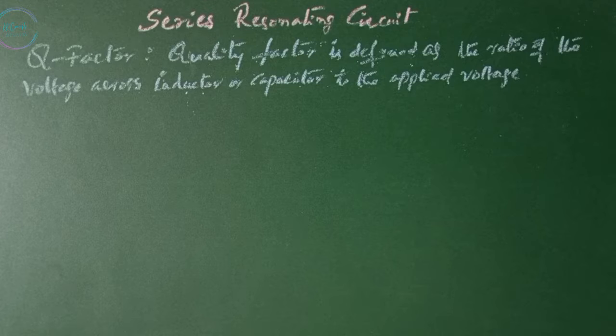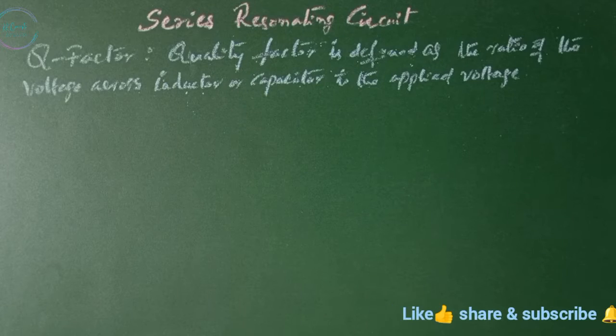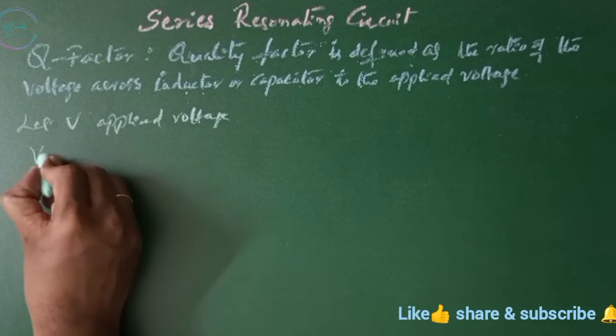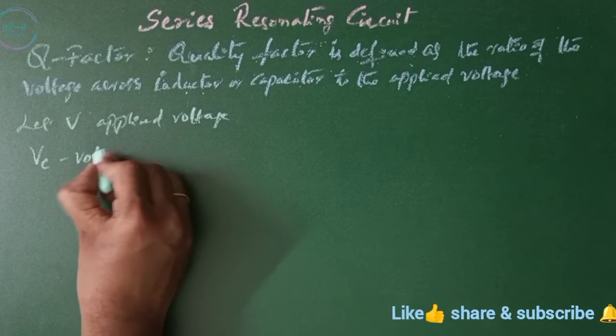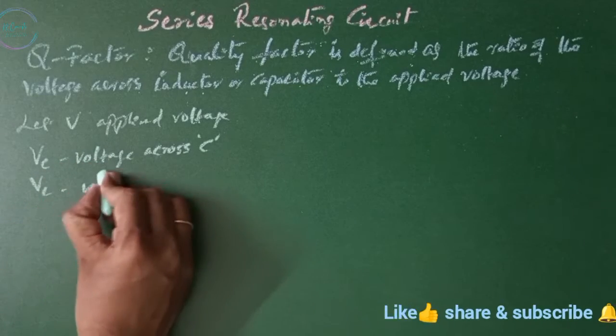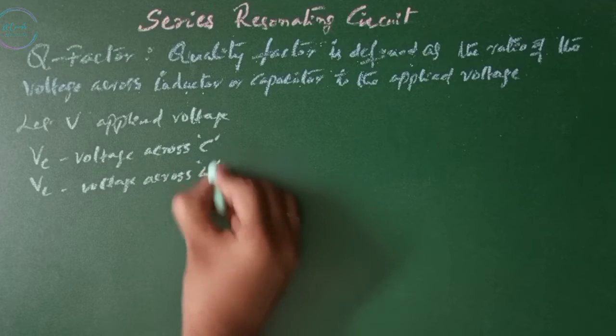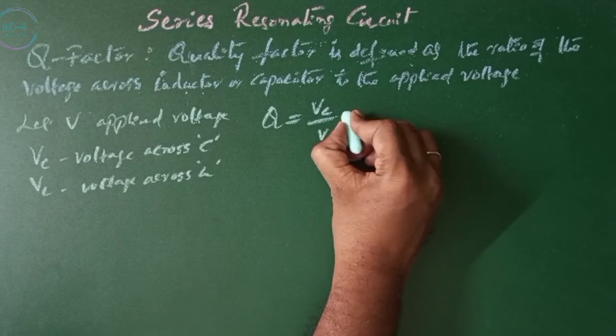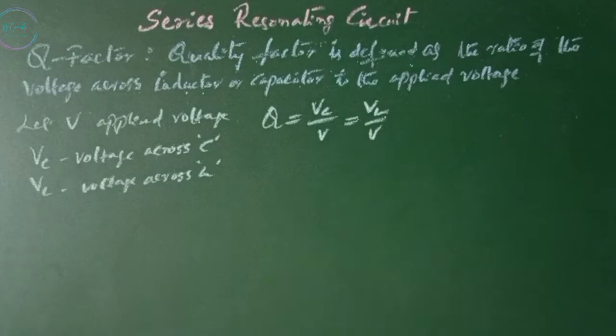Q factor of the series resonating circuit. Q factor or quality factor is defined as the ratio of voltage across the inductor or capacitor to the applied voltage. Let V be the applied voltage, VC the voltage across the capacitor, and VL the voltage across the inductor. Then quality factor Q is given by VC by V or VL by V.